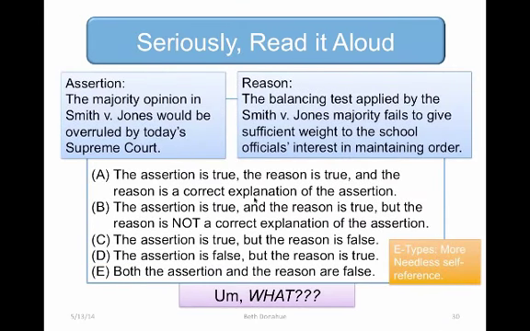where you have an assertion and a reason. The assertion here is the majority opinion in Smith versus Jones would be overruled by today's Supreme Court. And the reason is the balancing test applied by the Smith versus Jones majority fails to give sufficient weight, etc. And then your options are different combinations of which one is true, which one is false. If they're both true, does the reason adequately explain the assertion, or are they unrelated?